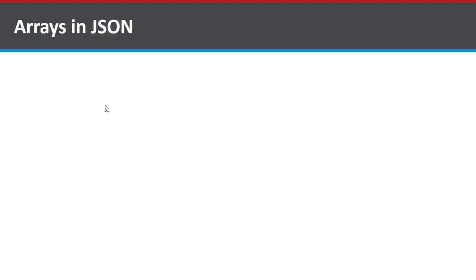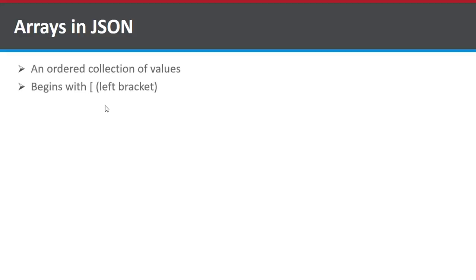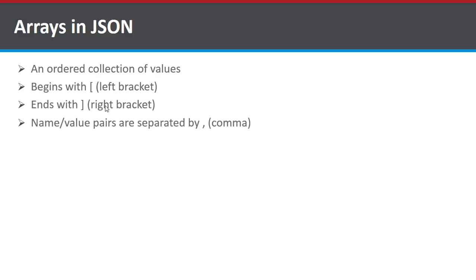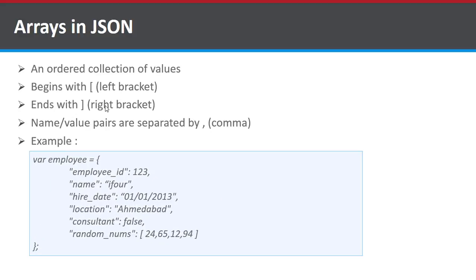Now next, how to use arrays in JSON. Arrays are an ordered collection of values, which we already know. It begins with a left bracket and ends with a right bracket. Values are separated by commas, again same as defined before. For example, you can see here, suppose the same example, there is a variable employee and at last you can see random numbers, that is 24, 65, 12, 94. This collection will behave as a random array.